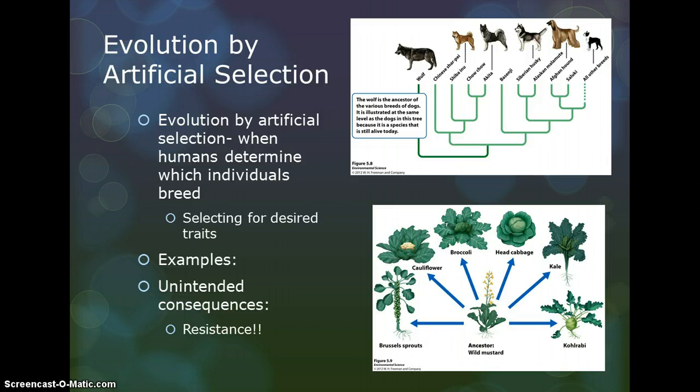For example, all domesticated dogs belong to the same species as the gray wolf, which is what we see up in the upper right hand corner. We have selected for size, we have selected for temperament, body shape, coloring. We even now have hypoallergenic dogs that we have selectively bred for, or artificially selected for. Other examples include livestock, cattle, pigs, chicken.